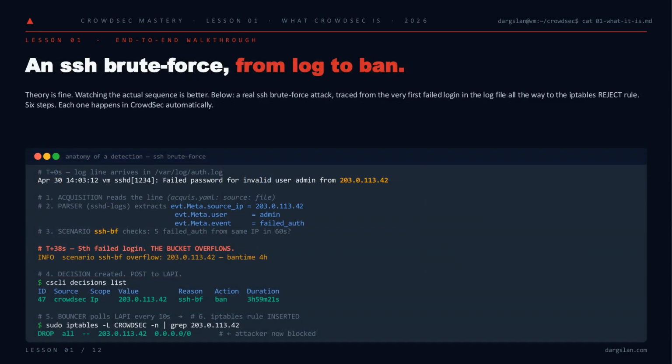Let's bring it back down to one machine and watch the whole pipeline fire in real time. At T0, a failed SSH login lands in auth.log. Acquisition reads the line, the SSHD parser extracts the source IP, the user, and tags the event as a failed auth. The SSH-BF scenario is watching for 5 of those from the same IP inside 60 seconds. And at T+38, the 5th attempt tips the bucket.